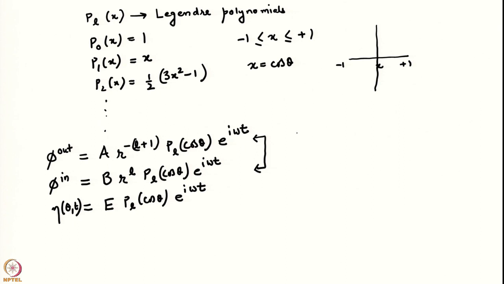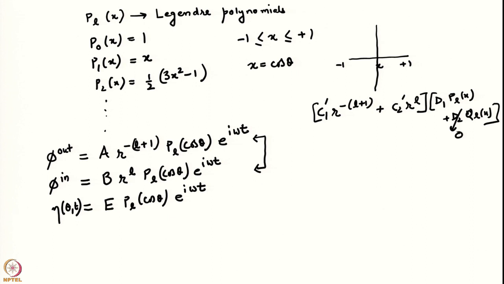The small r dependence is a linear combination of r to the power minus l plus 1 and r to the power l. The theta dependence is a linear combination, so I will call some function d1, with some primes here, d1 into PL of x plus d2 QL of x. D2 has to be set to 0 because QL has divergences at minus 1 and plus 1. So, it just leaves us with d1 of PL of x. Now, when we set it for the inner fluid and the outer fluid, we cannot keep both of them. This part is fixed, but we cannot keep r to the power minus l plus 1 as well as r to the power l, because one of them will diverge outside and the other will diverge inside. One of them will diverge when small r goes to infinity, the other will diverge when small r goes to 0. So, we will have to keep the one which does not diverge in its domain of definition.